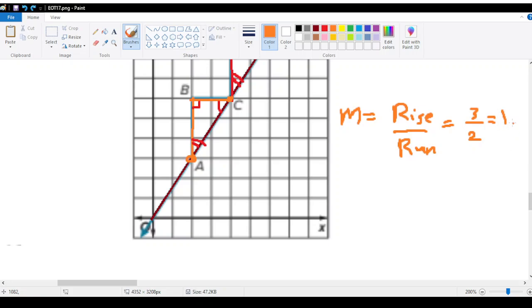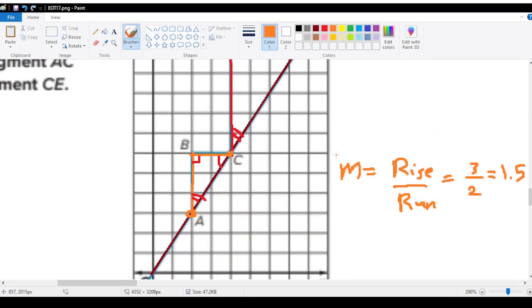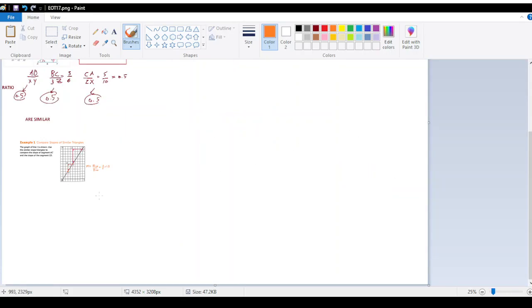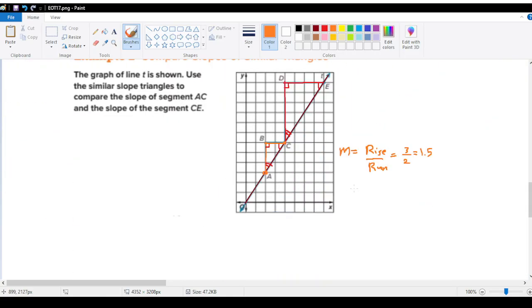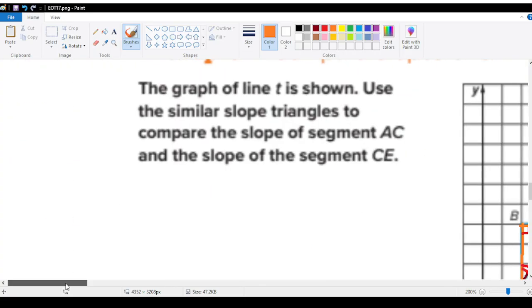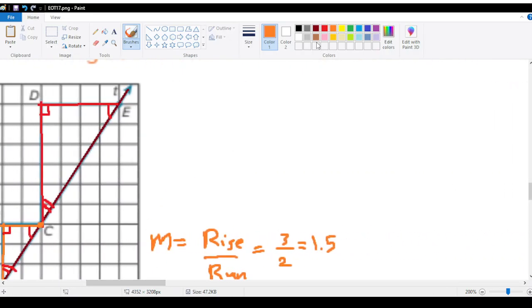1.5. Good. That's correct. Now let's go up and try to find the slope for the red triangle. Okay. Now we zoom here. M equals rise over run.